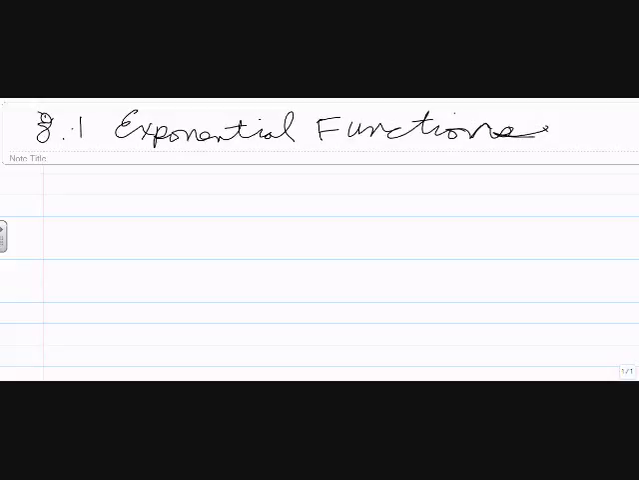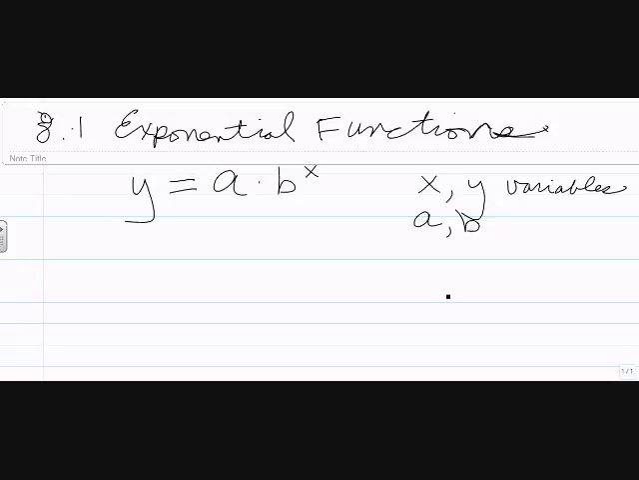Exponential functions are functions of the form y equals a times b to the x, where x and y are the variables, a and b are constants. Constants, that just means they're numbers.